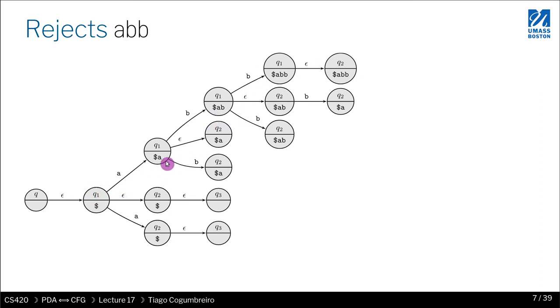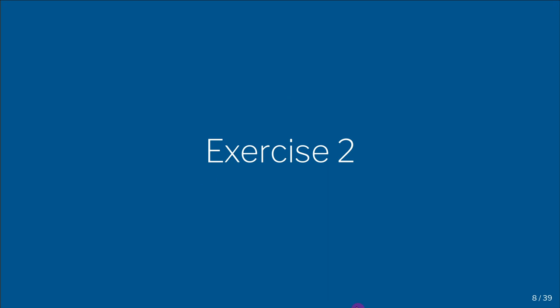Similar cases where we read A, and then if we try to read B, we have B on the stack. If we skip the stack and go to Q2, then we don't have anything else, no more input, and we still have stuff in the stack. Otherwise, we can try to pop B, but then we don't have input, and we still have something in the stack. So there are all sorts of situations where it goes wrong. Okay, so this graph shows you that the automaton rejects ABB. So in the next video, we're going to talk about exercise 2.